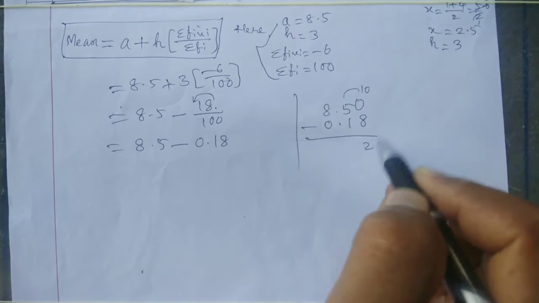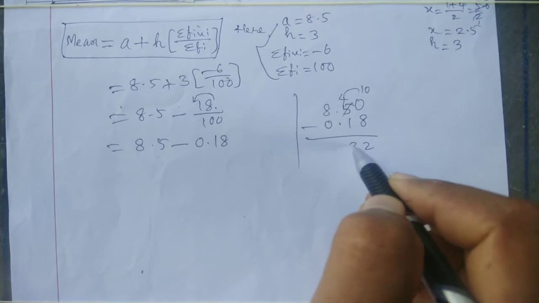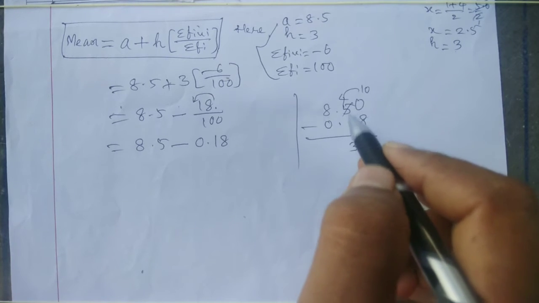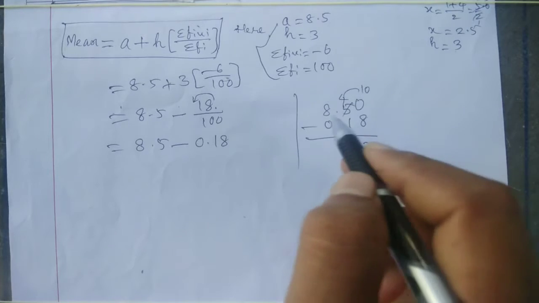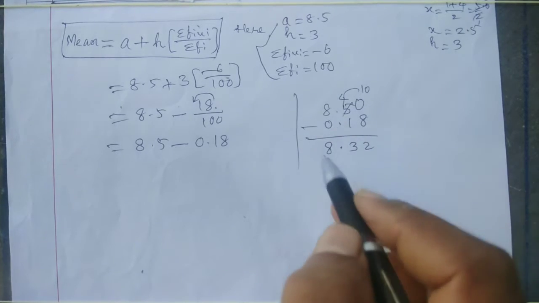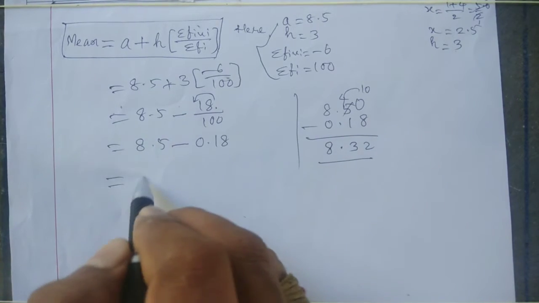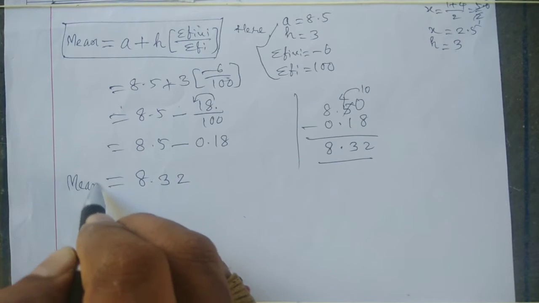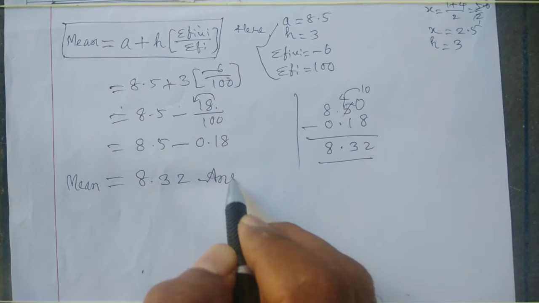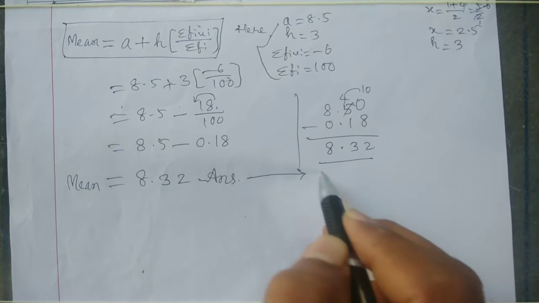10, 2, here 4 only. 4 minus 1, 3, 8. So 8.32. This is the mean. Answer 2.